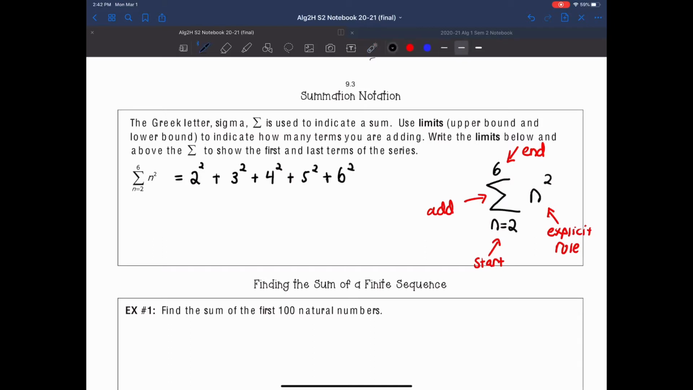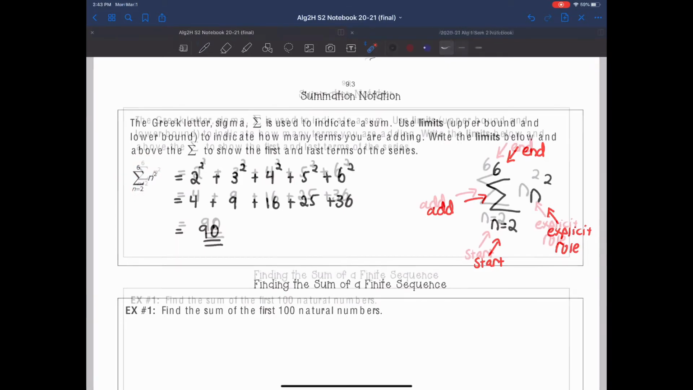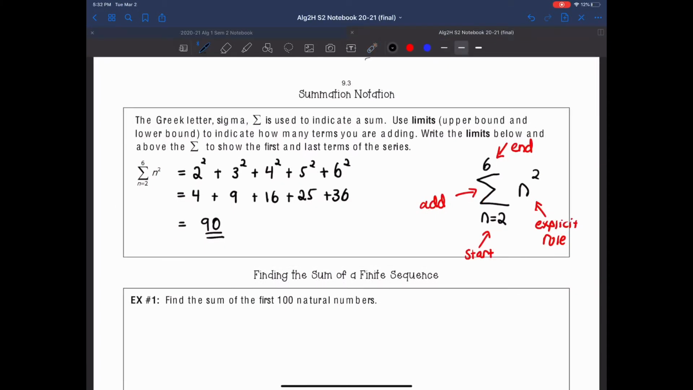All right, let's go ahead and evaluate these. Well, I know that 2 squared is 4, 3 squared is 9, 4 squared is 16, 5 squared is 25, and 6 squared is 36. So those are all the numbers I'm adding together. And then if I plug that into my calculator, my final answer is 90. So using this symbol right here, I got an answer of 90. And that is how you deal with summation notation. All right, let's go ahead and jump into some examples.